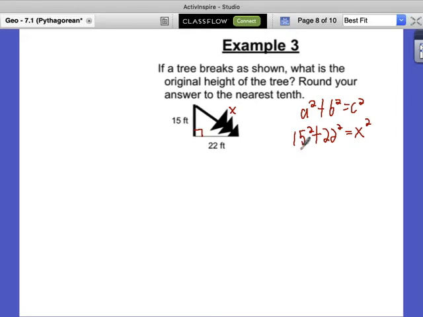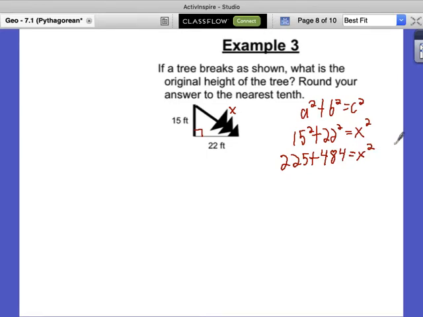Anyway, 15 squared is 225. If you don't know, can we type it into the calculator? Totally could. What's 22 squared? 484. My bad.